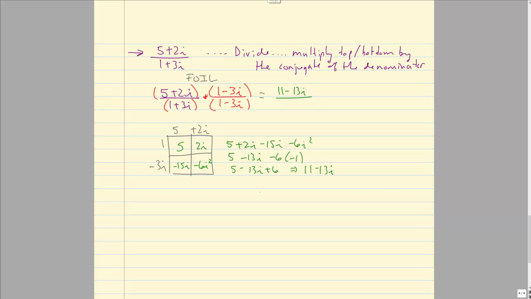Now the cool thing about what's going to happen in the denominator is because I multiplied by the conjugate, all my i terms should go away, and I should just be left with a single constant. So this is 1 plus 3i, 1 minus 3i. And again, we fill in the box. 1 times 1 is 1. 3i minus 3i minus 9i squared. So this diagonal cancels. So I'm left with 1 minus 9i squared. i squared is negative 1. 1 plus 9 is 10.